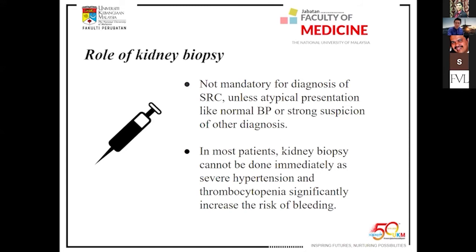But other than that, you can send some investigations like the ANCA level. You can send the ADAMTS13 level, the antibody against ADAMTS13. You can send complement H, complement I, or the complement H antibody. But I'm not sure whether Malaysia can do it or not. I think we should send it to Finland for the complement H antibody.